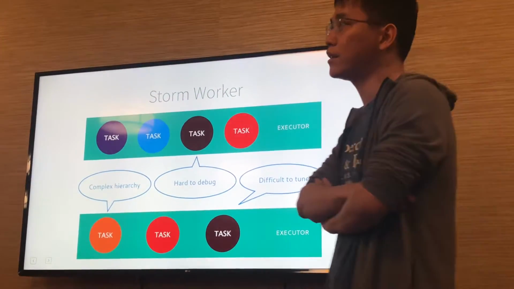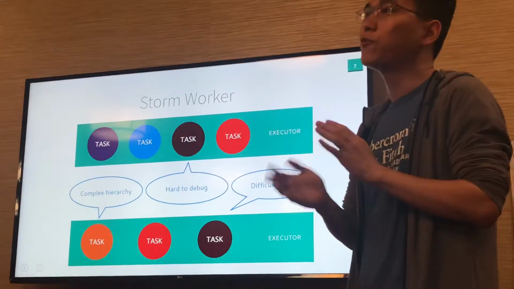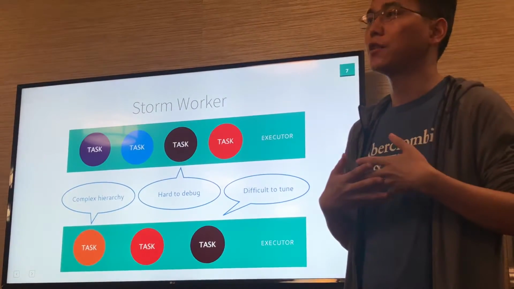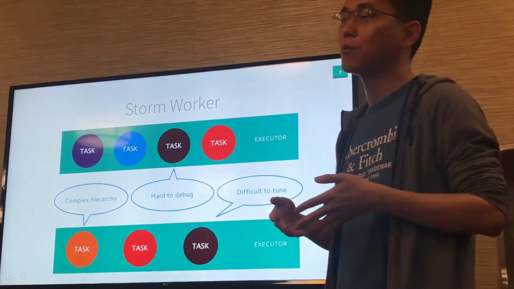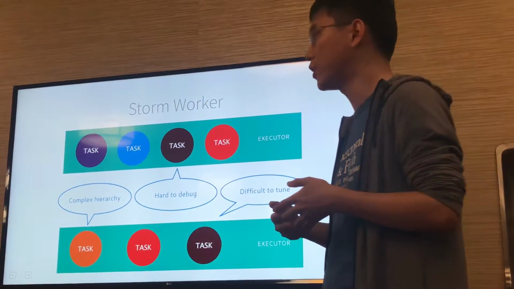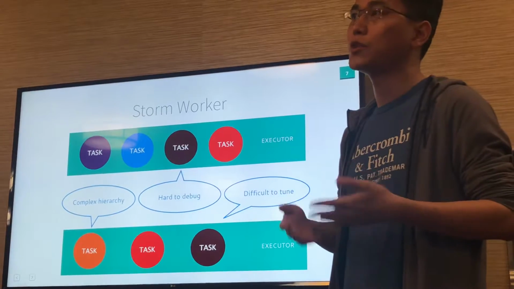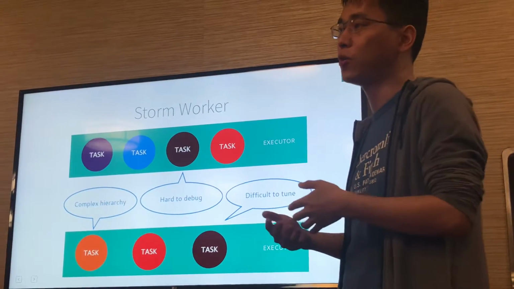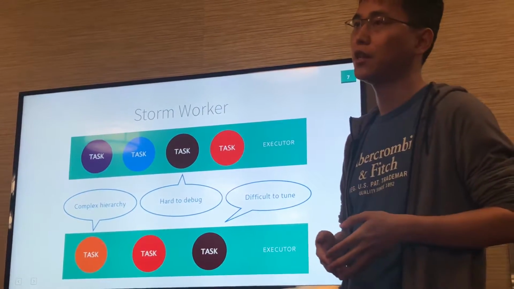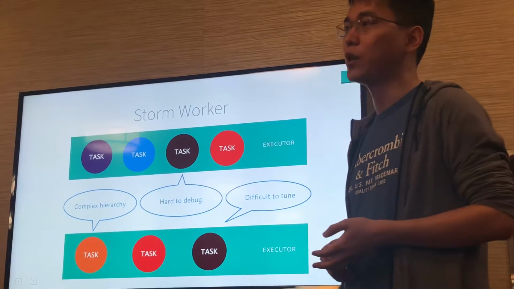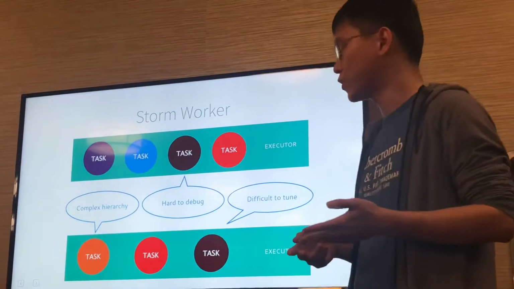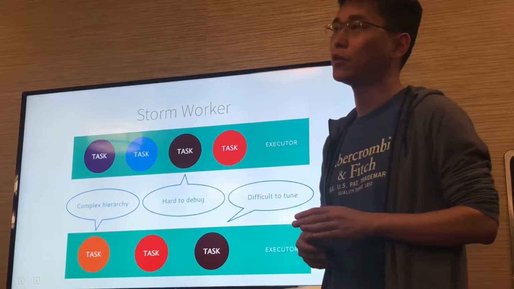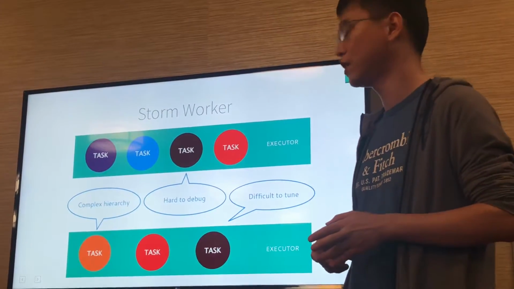So the first thing is that different jobs can mix with each other, which makes it really hard to do debugging when something happens. And it's also really hard to do resource isolation to make sure that each job gets its own desired resource requirement, like memory or CPUs, to do its own work. And also the hierarchy of the design is kind of complex.